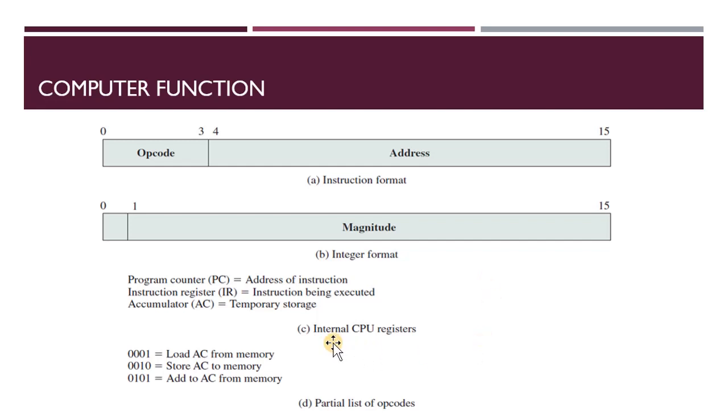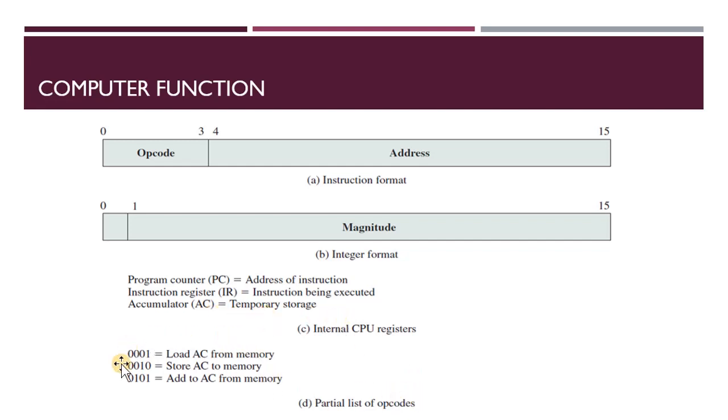So what registers are involved inside the CPU? Basically, the program counter, PC, the instruction register, IR, and also the accumulator, AC. AC is a temporary storage.